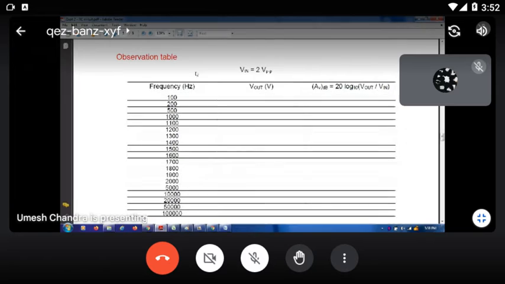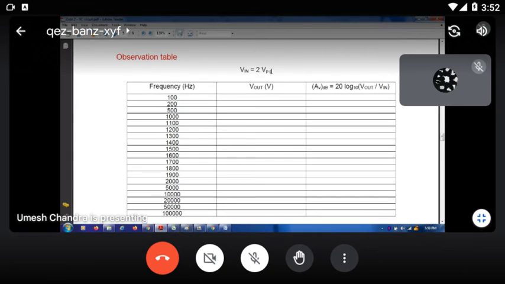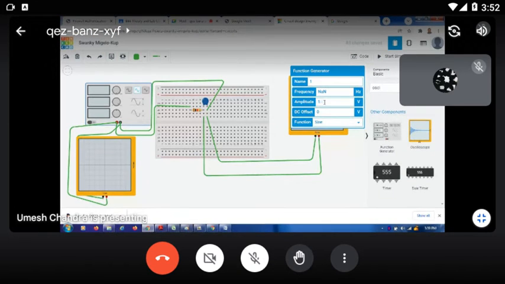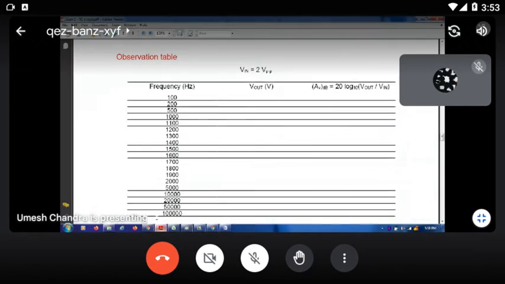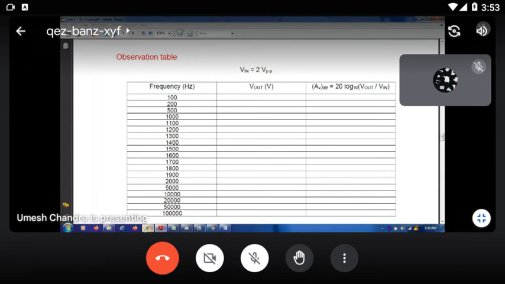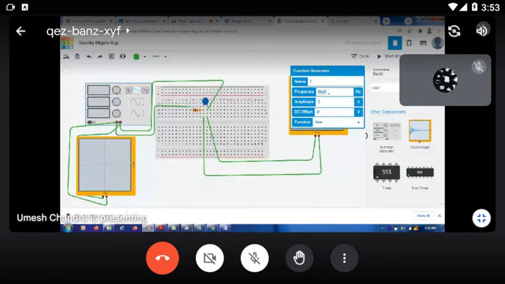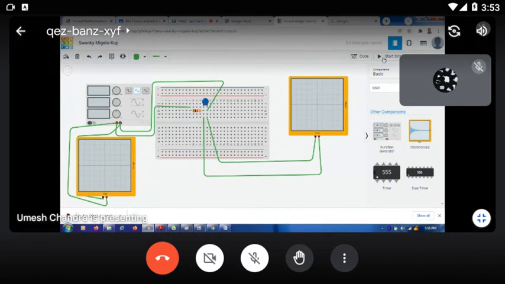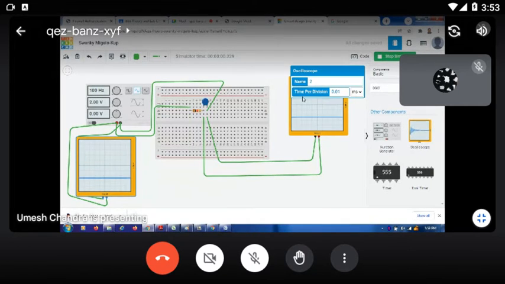Now you see the observation table. V in is 2 volt peak to peak. What is your voltage? That's 2 volt. Starting frequency is how much? 100 hertz. This is the low frequency signal.